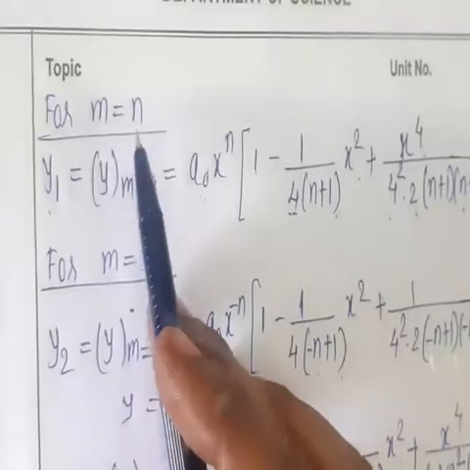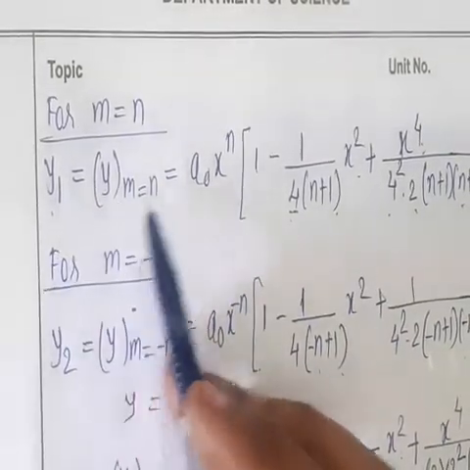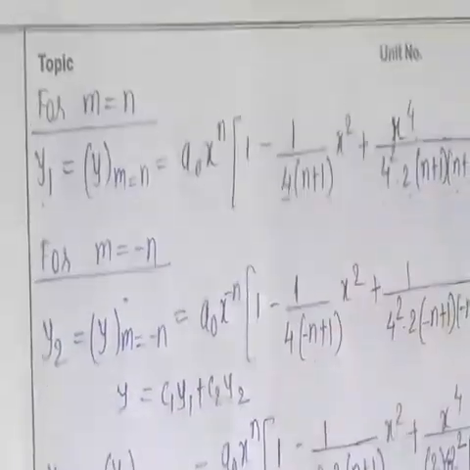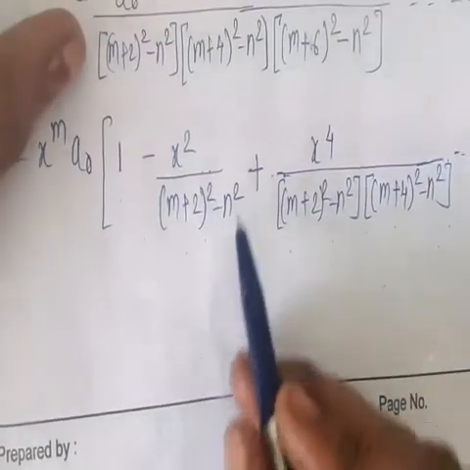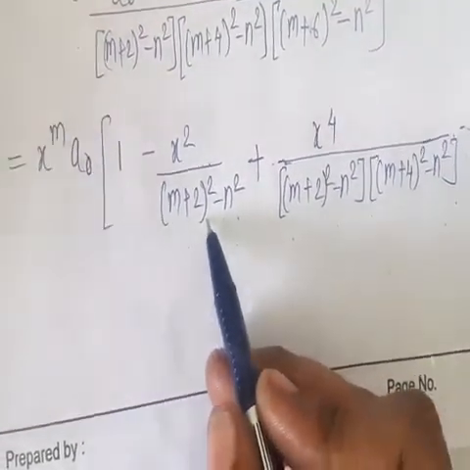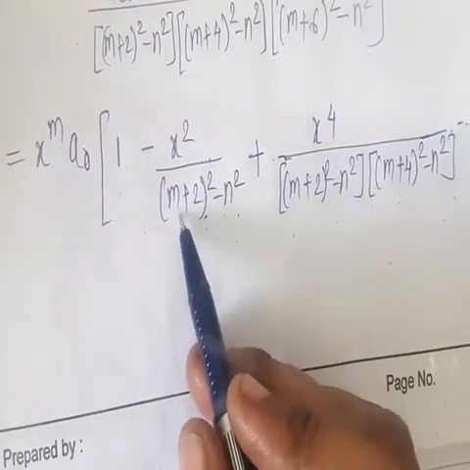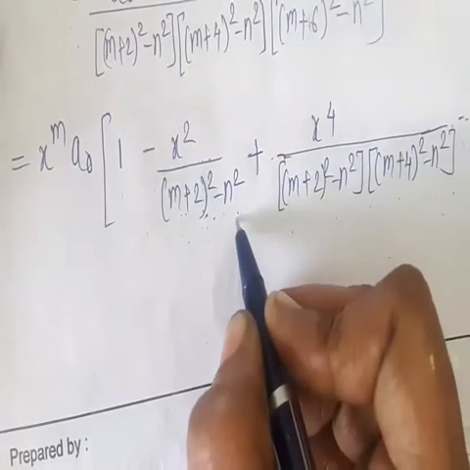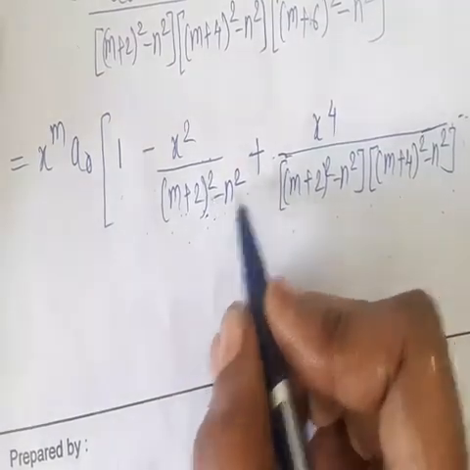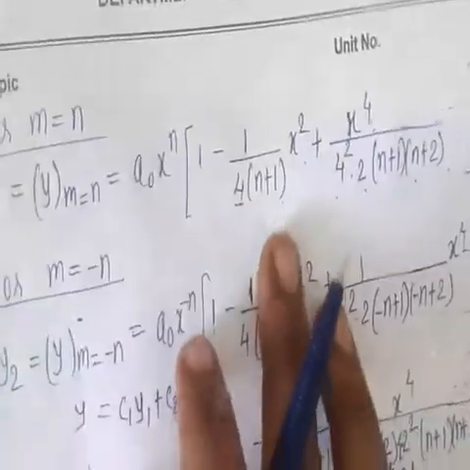So if m is equal to n, y1 becomes a0 x to the power n. Now see, if we put m is equal to n here, it is (n plus 2) whole square, and (n plus 2) whole square is n square plus 4n plus 4 minus n square. So n square gets cancelled, 4n plus 4 remains as it is. So we can take 4 common from that.